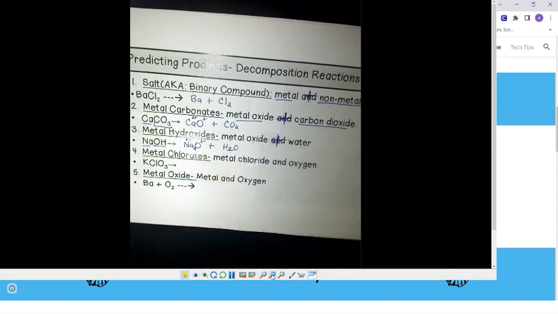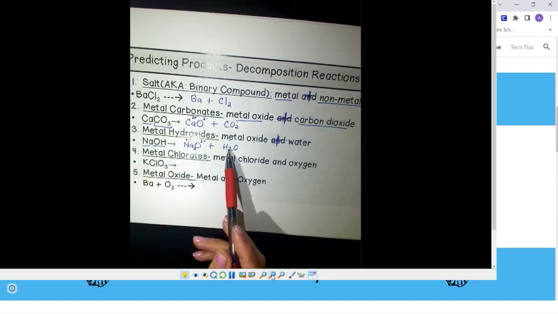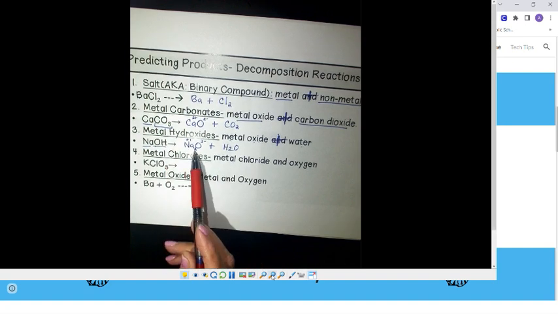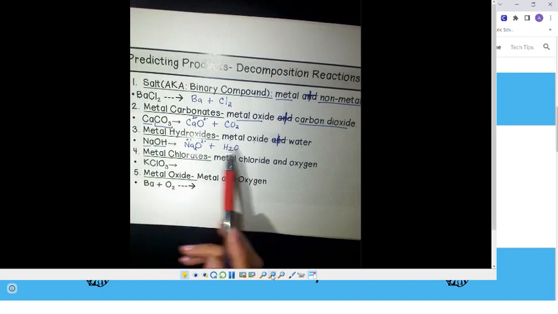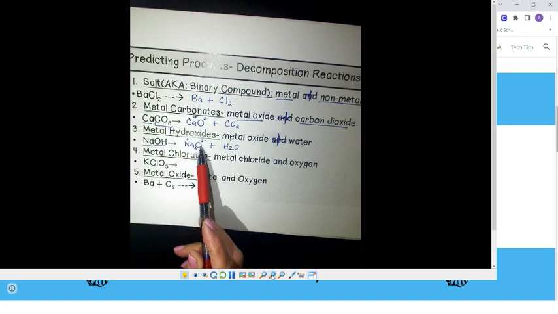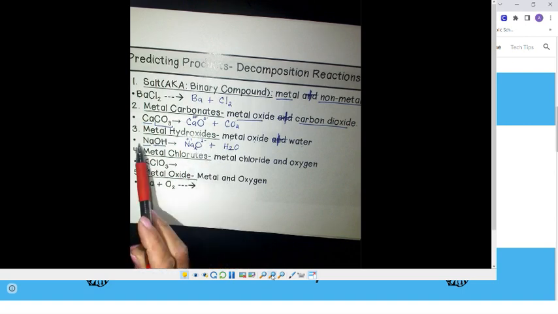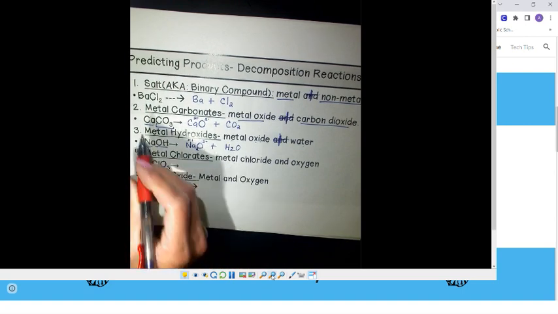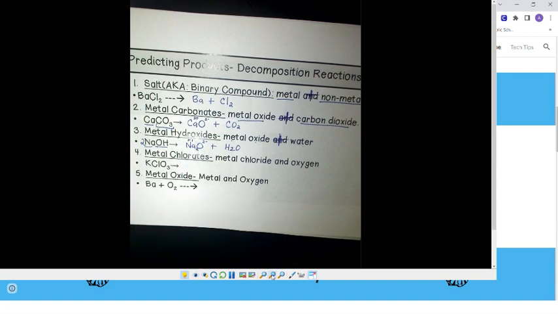So then again, I'm going to check my atoms to see if I need to balance it. I've got 2 hydrogen and 1 here, 2 sodium and 1 here, and 1 plus 1 is 2. So what needs to go right here? Very good, 2. And now it's balanced.